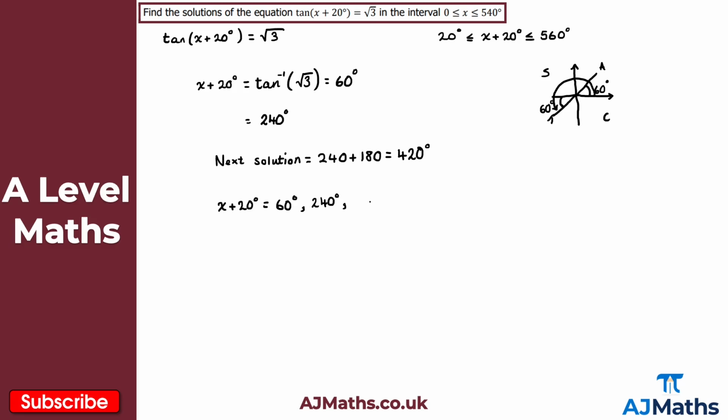And then finally, we've got 420 degrees. But here we're looking to solve for x. So what I need to do now is subtract 20 degrees off each solution. So therefore x is equal, like we said, just subtract 20 degrees off each solution. So 60 degrees minus 20 degrees is 40 degrees. 240 degrees minus 20 degrees is 220 degrees. And then finally, 420 degrees minus 20 degrees gives me 400 degrees. Okay, and there we have it. So that's the full set of solutions there for x, and that gives us the solution there to question 2.